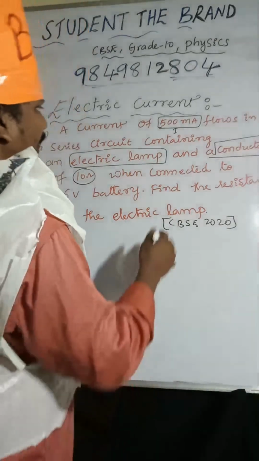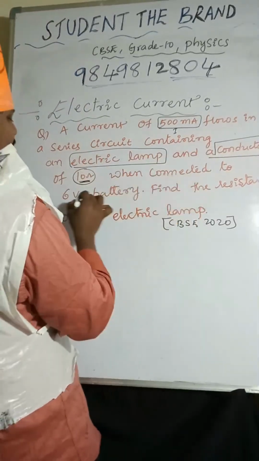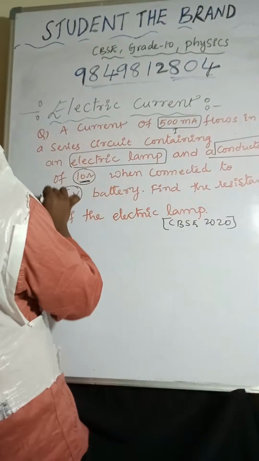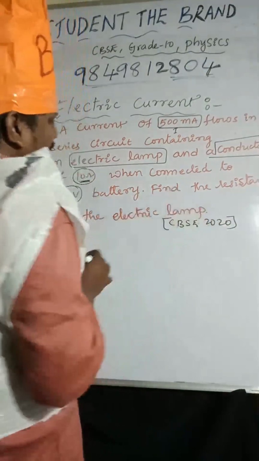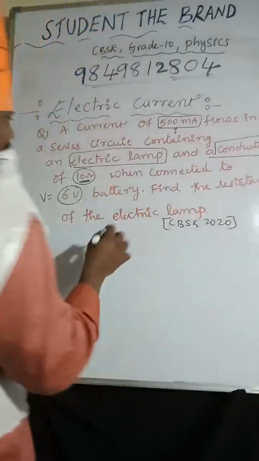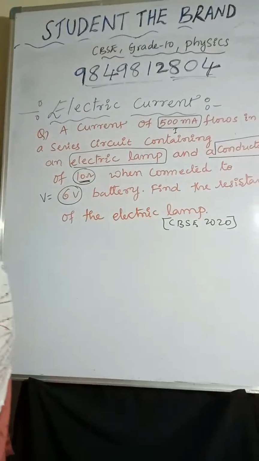Here, a conductor of 10 ohm resistance is connected to a 6 volts battery. So, the potential difference is given. Find the resistance of an electric lamp. We have to find the resistance of the electric lamp. I hope it is very clear.